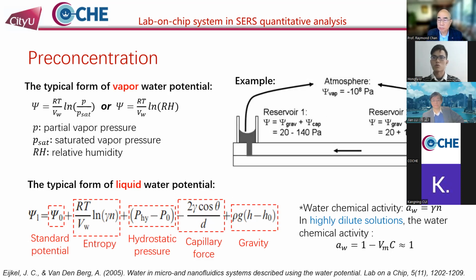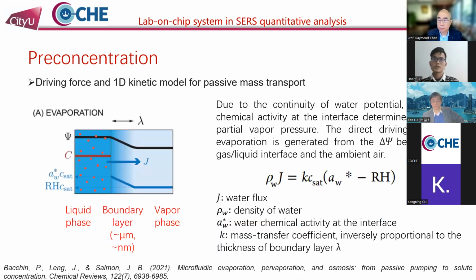Also, we can consider both reservoirs have higher water potential compared to the ambient air, so there will also be an evaporation process from the liquid phase to the vapor phase. The equation here shows a typical model of the evaporation process at the interface between the liquid phase and the vapor phase. The direct driving force of the evaporation is generated from the water potential difference between the gas and liquid interface and the ambient air, which is also related to the concentration of the liquid, the relative humidity in the air, and the thickness of the boundary layer.